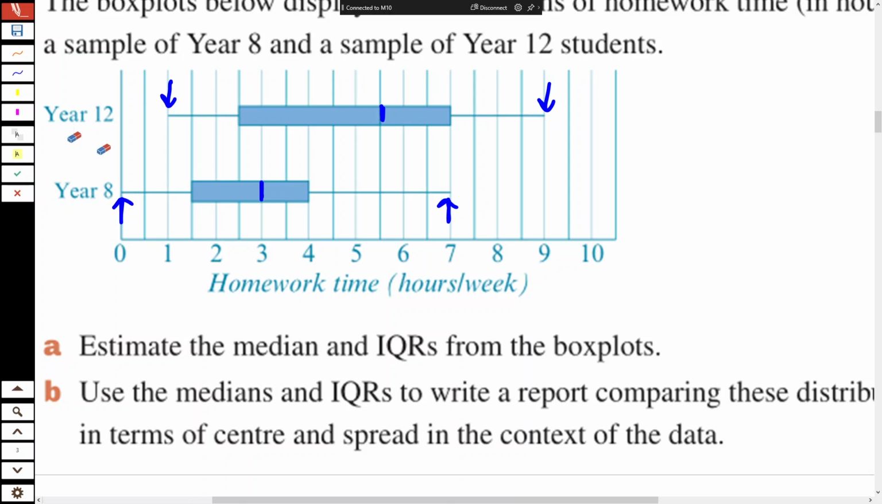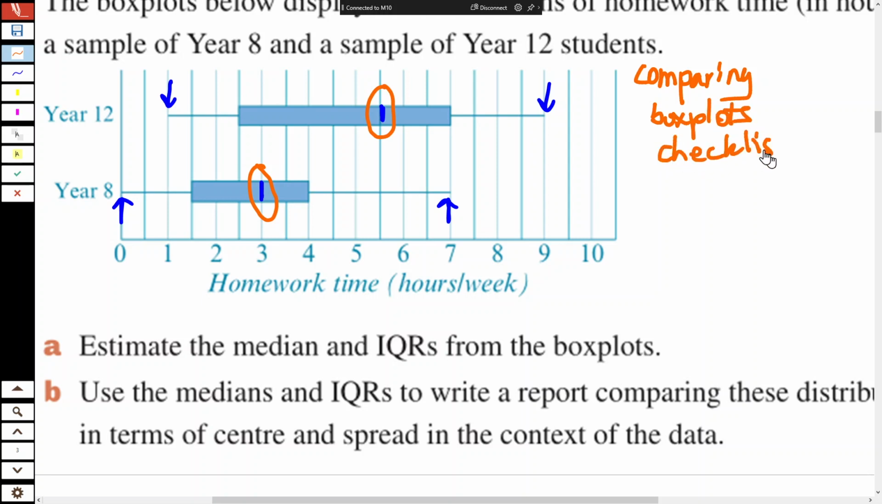Very nice. So, our first clue that there is a difference is the fact that the medians are far away from each other. So, the first thing you want to look at when comparing box plots, there's 3 things you want to check. So, write this down. This will be relevant for next year as well. The first one is the center, which is the median. Okay?